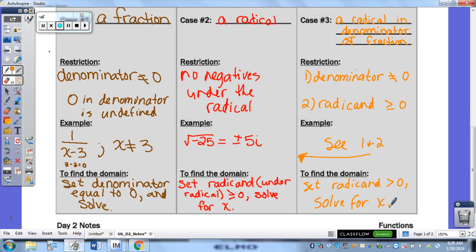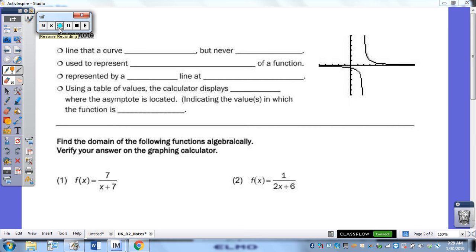Okay. What's up? All right, let's take a look at the next page.